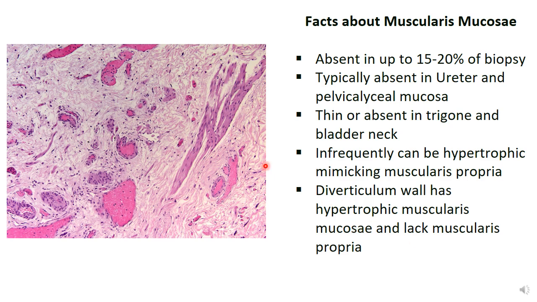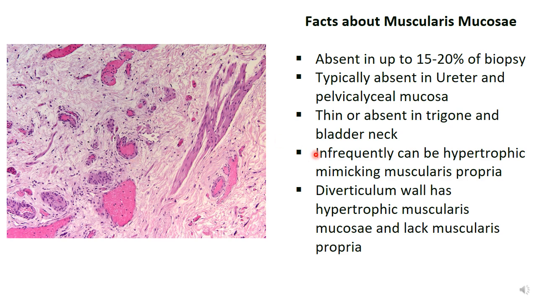Here is a nice example of muscularis mucosae within the lamina propria. Some facts to remember about muscularis mucosae is that as a landmark, it can be absent in up to 15 to 20% of biopsy specimens. So even though sometimes you may carefully look for it, you may not find it. And in that setting, this thin connective tissue and thick blood vessels could be more important landmarks.